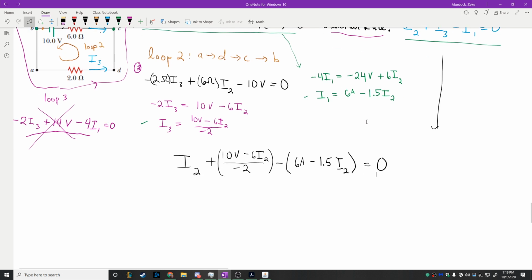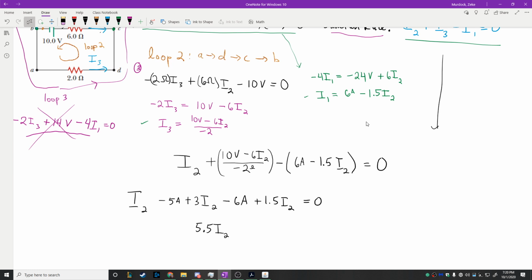And then we just need to group the I2s together. Let's simplify this out. So 10 over negative 2 would be negative 5. And again, that's going to end up being in amps because the 2 is technically in ohms. So negative 5 amps, and then negative 6 divided by negative 2 would be plus 3 I2. Then we have minus 6 amps. Minus for this will give us plus 1.5. Okay, negative 5, negative 6. There's this 11 showing up here now. We're going to have I2 plus 3 I2, that's 4 I2, plus this one would be 5.5 I2.